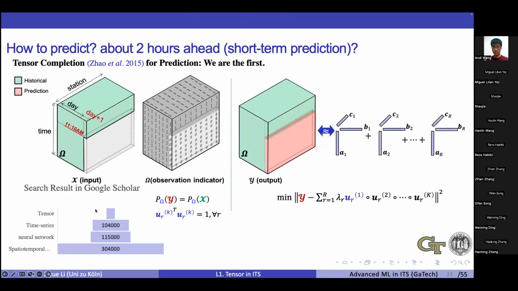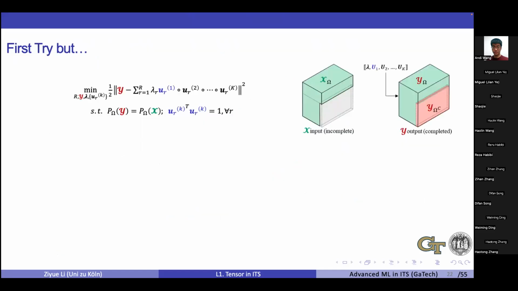So back to Google Scholar again, there are really rare attempts to use tensor completion for prediction, and we prove that it works really well. So we will show how. We did our first try.